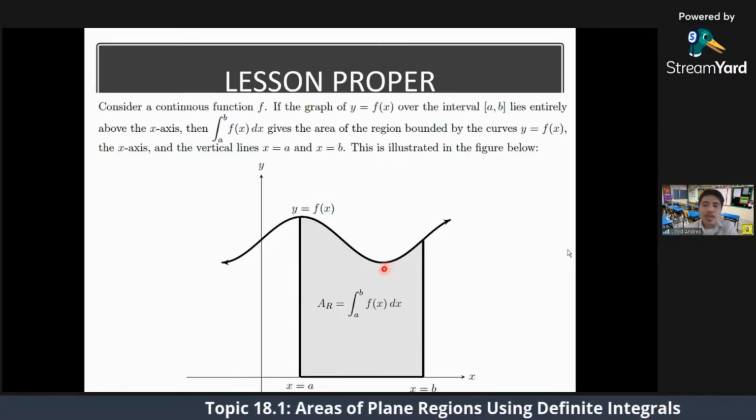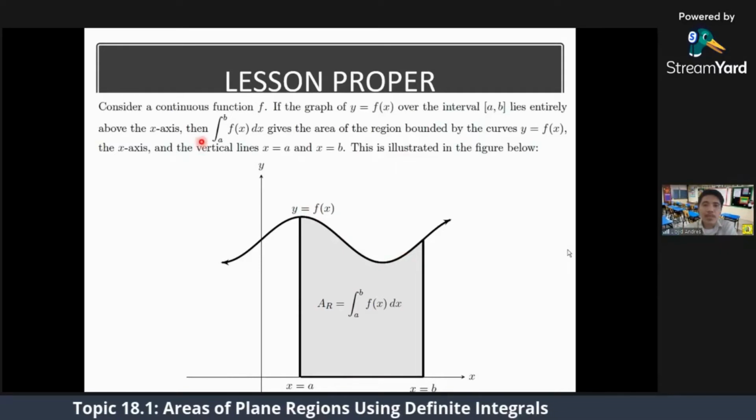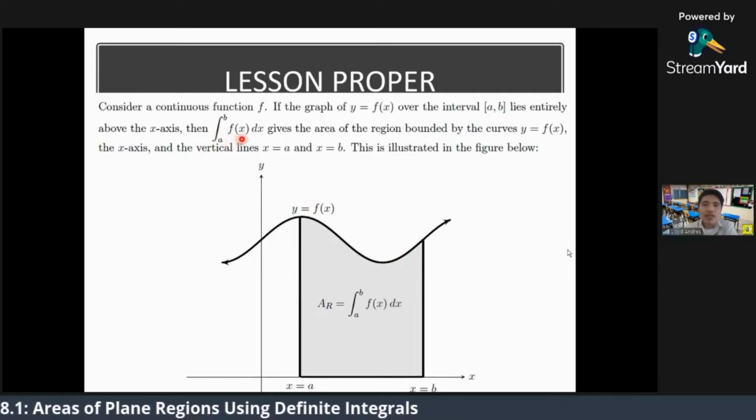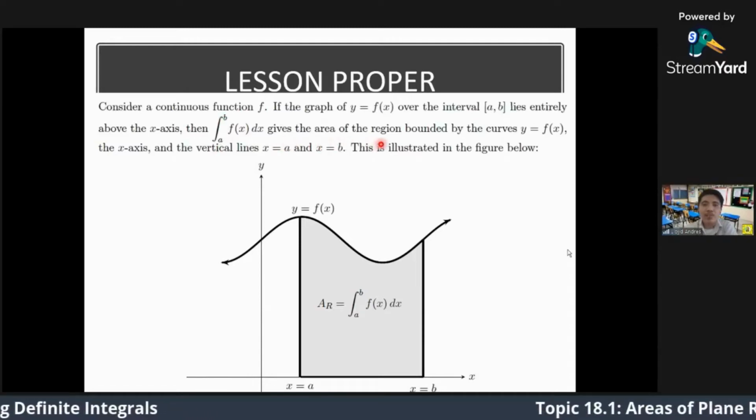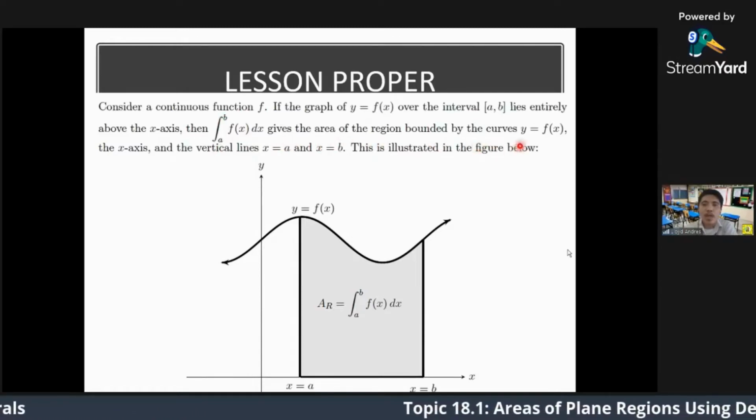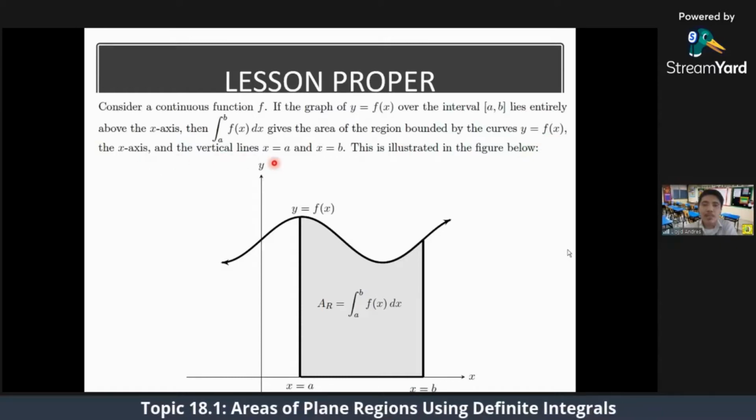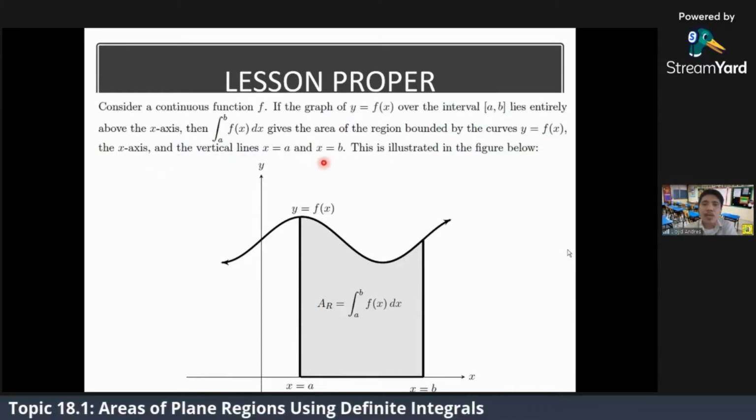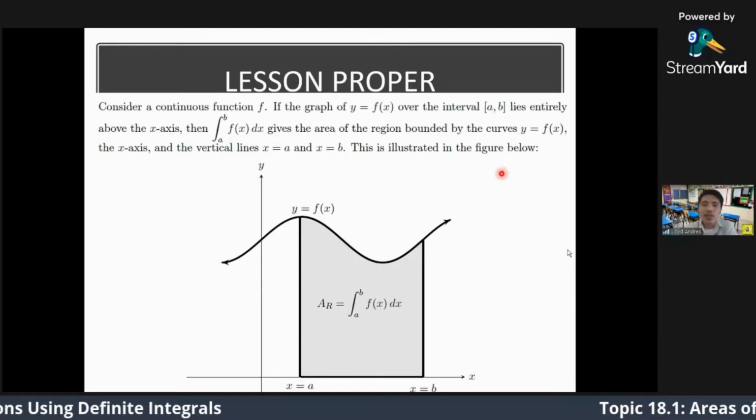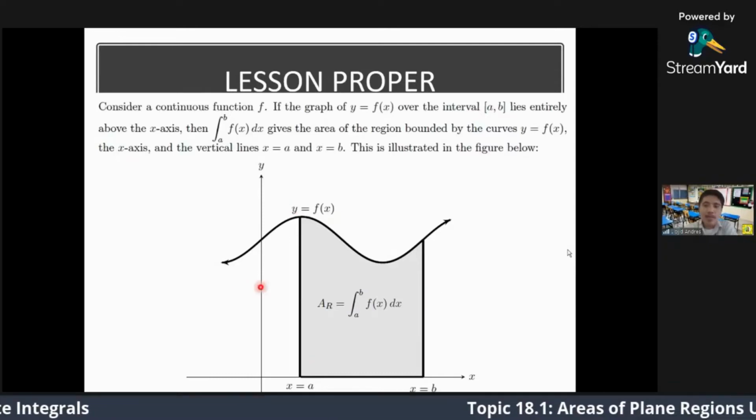With that condition, the integral of f of x dx from a to b gives the area of the region bounded by the curve y equals f of x, the x-axis, and the vertical lines x equals a and x equals b. This is illustrated in the figure below.